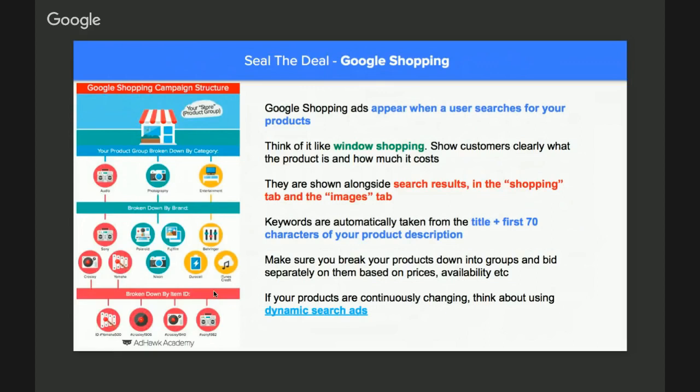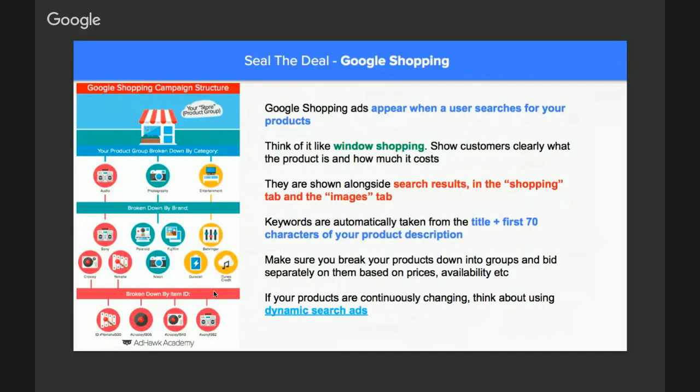So the users aren't surprised when they click on your ad to see, oh, I didn't know they were this expensive, or I didn't know this is what they look like. This is really like the best way to drive conversions for e-commerce businesses. These ads are shown in Google search.